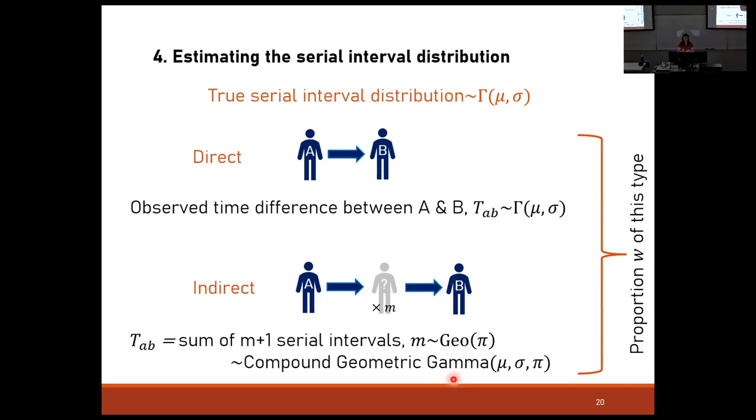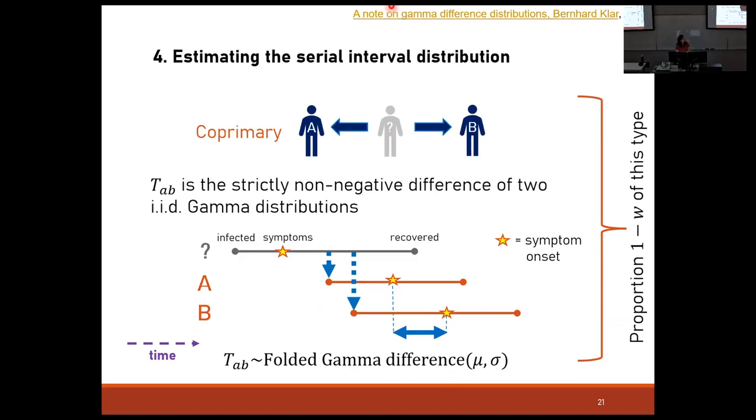And as I say, we're going to fit this in a mixture model. And overall, we assume that a proportion W, which we're going to estimate, of all pairs in our tree are of this type. And you can see that the direct transmission is actually a special case of indirect when m is 0, so we kind of compress that all into one category. Then we've got our co-primary transmission, where our person externally infects both cases. And hopefully I convince you here that this turns out to be a folded gamma difference distribution.